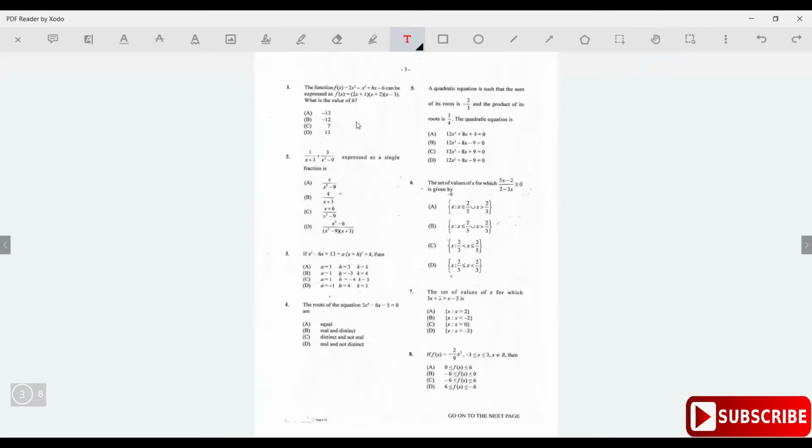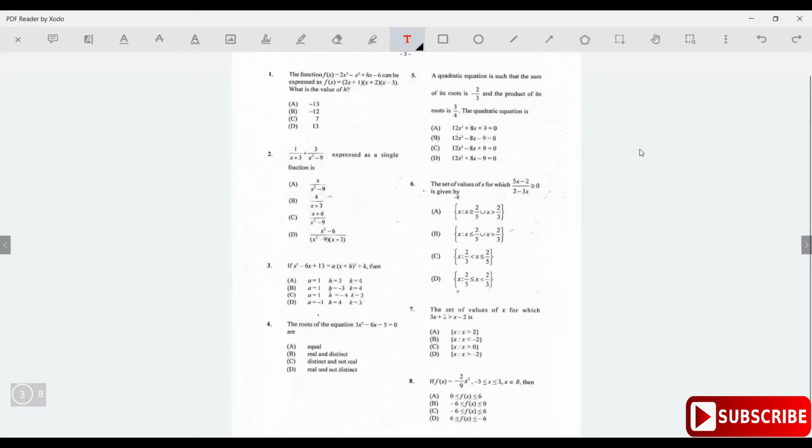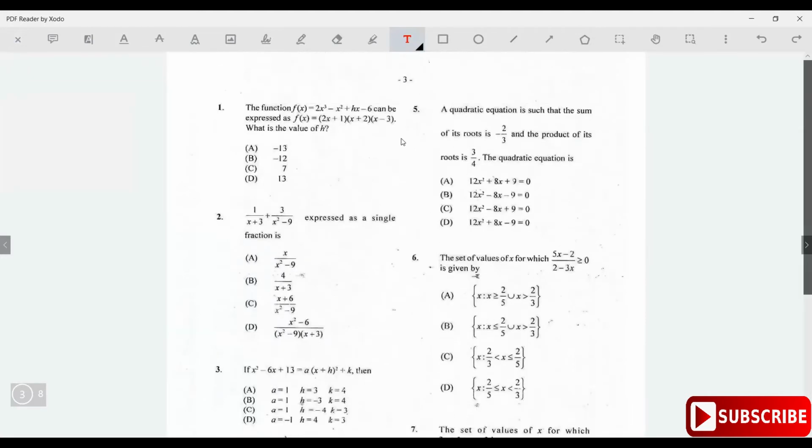All right. Now this question says, the function f of x is 2x cubed minus x squared plus 2hx minus 6. And f of x is 2x plus 1 times x plus 2 times x minus 3. What is the value of h? There's an easy way to do it, where we can say that product by 2, so h over 2 is equal to, well, let's not do it that way.